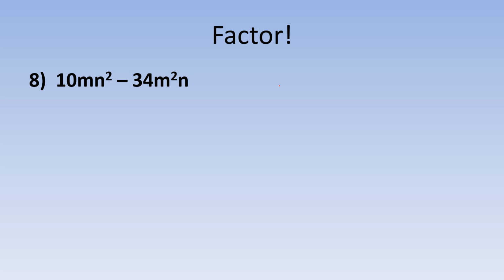All right. 10 and 34. 10 has factors of 1, 2, 5, and 10. The highest of those that will go into both numbers, 2. There's an m in both terms. There is an n in both terms. So we want to divide by 2mn. Well, that will cancel out one n. That will cancel out the m. 10 is divisible by 2 5 times.